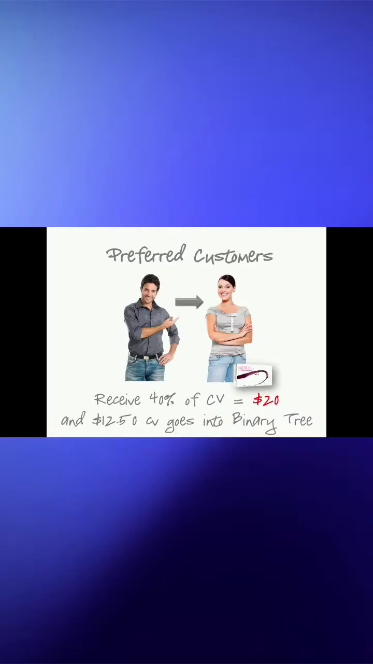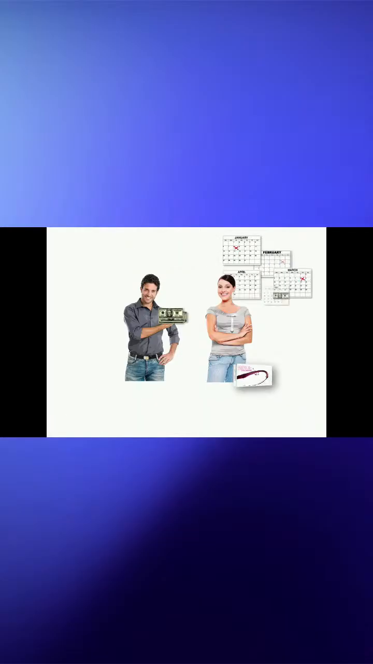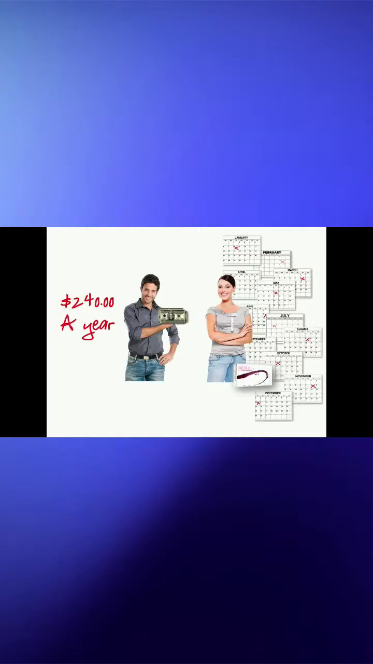The first thing that you have to remember is that's just not a one-time thing. A preferred customer is on auto ship. So that $20 happens every month. That's a yearly income for you from sponsoring just one customer of $240.